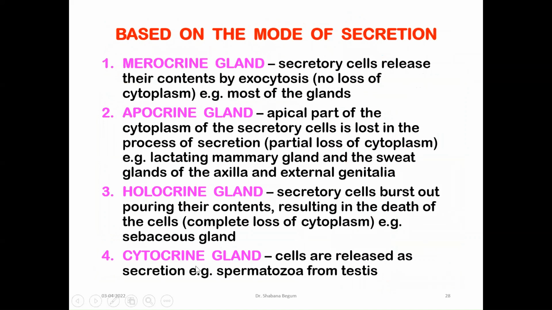Another variety is the cytocrine gland. Here, cells are released as secretion. Example, the spermatozoa from the testes.